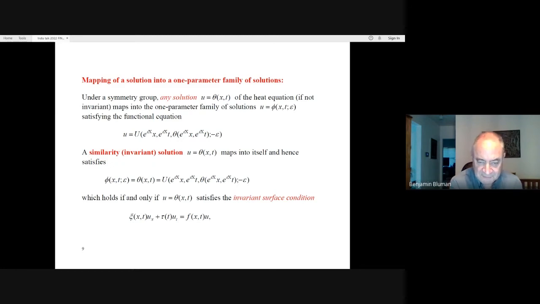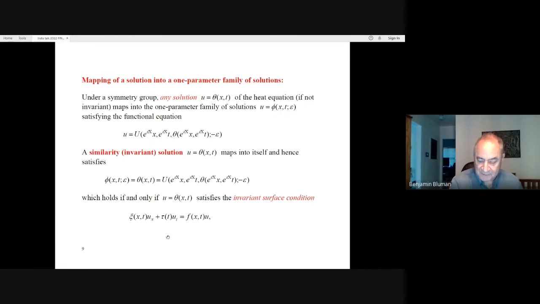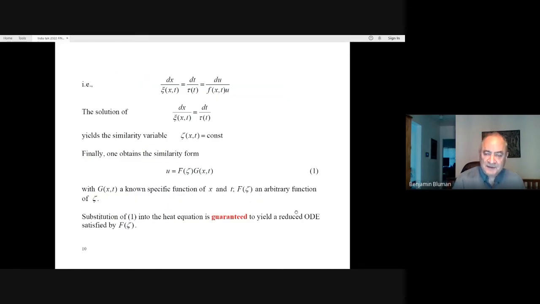In general, that would be xi u_x plus tau u_t equals the eta over here. And so when we look at these equations here, we have a characteristic equation that arises for this first order linear PDE. And these are the characteristic equations associated with it. If we solve the first equation here, we'll get the similarity variable zeta of x and t equals a constant.